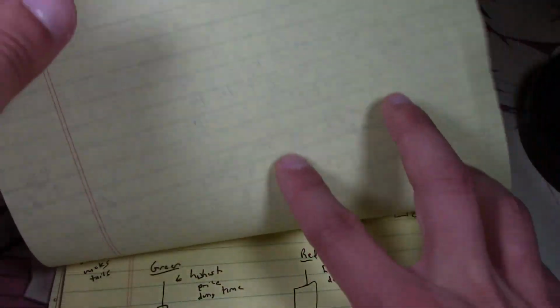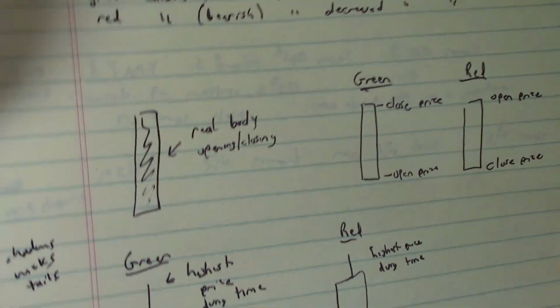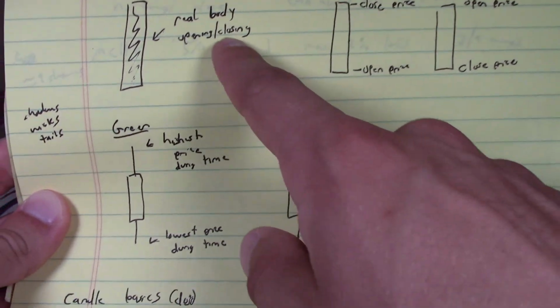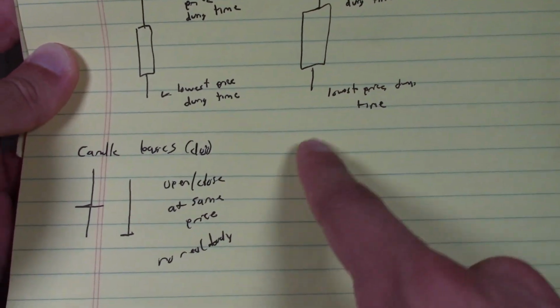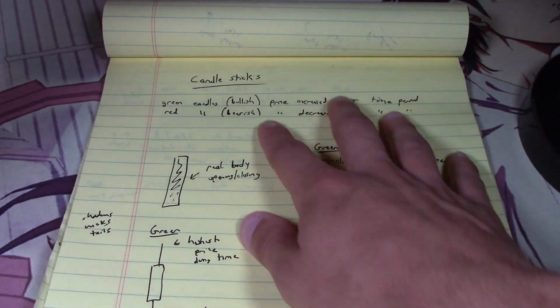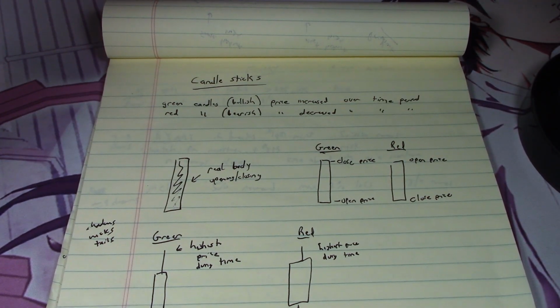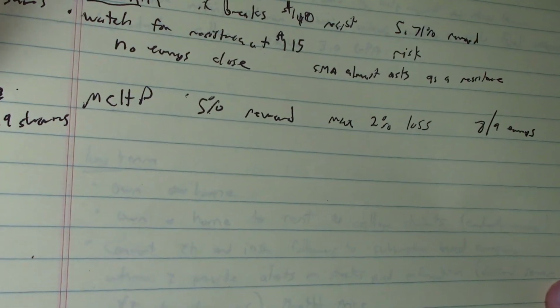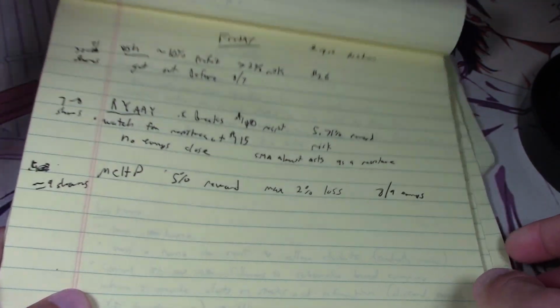Alright, next page. Got the candlesticks, pretty basic stuff, but open, close, green, kind of bullish, and the wicks. I kind of just wanted to have it on a sheet of paper that I could easily refer back to, but I never really needed to do that. Let's see what we got here.